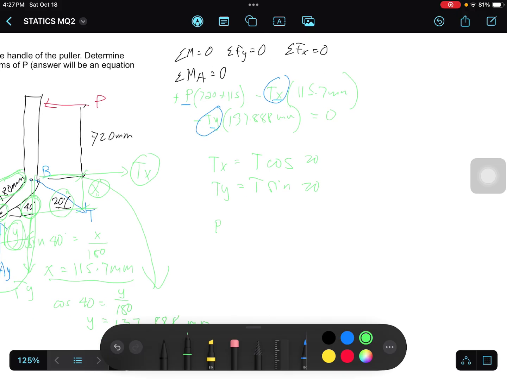So, P is, what is 720 plus 115.7? Minus Tx is T cosine 20 times 115.7 minus T sine 20 times 137.888 equals 0. So, let's simplify. This is a numerical coefficient, numerical coefficient. So, let's simplify the equation.